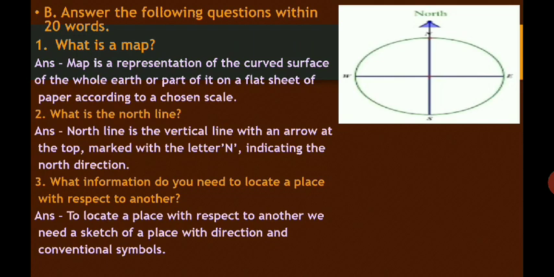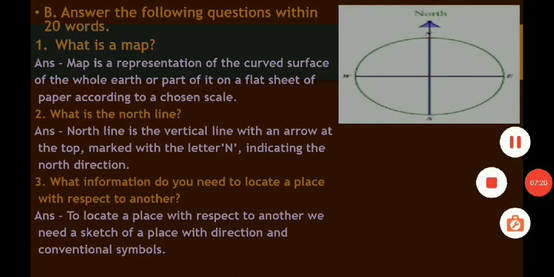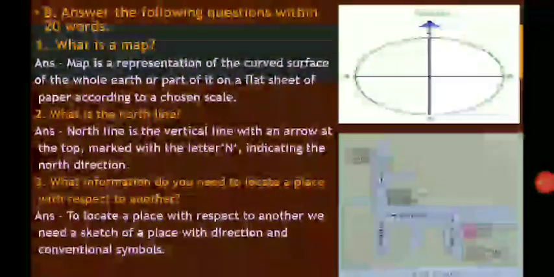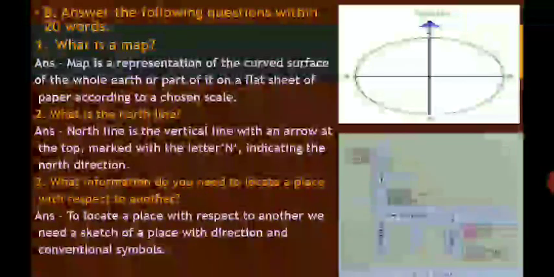Next is, what information do you need to locate a place with respect to another? So what do we need to locate a place? To locate a place with respect to another, we need a sketch of a place. But students, I am showing you. Look, here is a picture of a sketch.